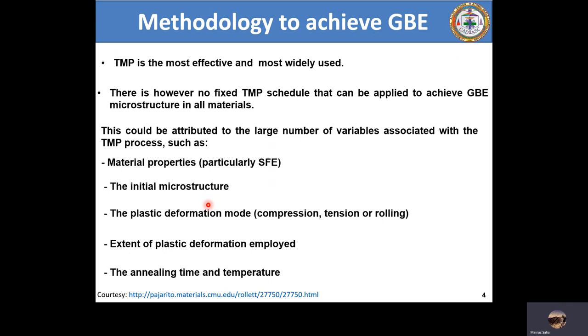So this is all about the methodology to achieve grain boundary engineering. Of course, there are other methods also. I'm not entering into them because this is the most widely used method, TMP.